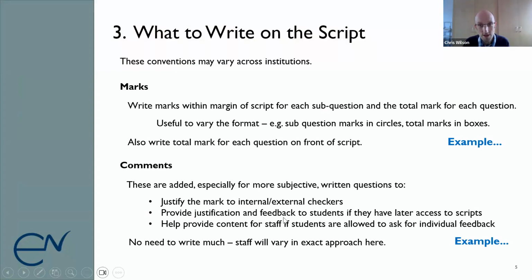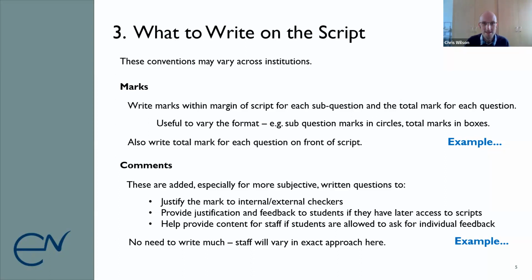Sometimes they have access to the script so they can see what you've marked. Sometimes they don't, but they can have the rights to ask for more feedback, for example. So these little comments on the script will either allow students to get the feedback, or they'll allow staff members or yourself to provide feedback to the student after the exam. So it's very useful to write a little bit on the script, because otherwise, if you have to go back to the script, or the student has to see why you gave that mark, then that just gives an indicator of why you did that.